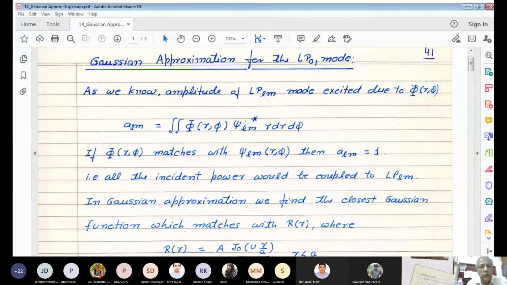Now one thing should be clear from here, that if my incident field phi(r, phi) exactly matches with the modal field pattern psi_lm(r, phi), then A_lm, the amplitude of that particular mode, would be 1, and all the power would be coupled to that particular mode, and the amplitude of all other modes would be 0, because they are orthogonal. So if your incident field matches with one of the field patterns, this is an important observation, although it is obvious for most of you, but some of you may not have noticed this.